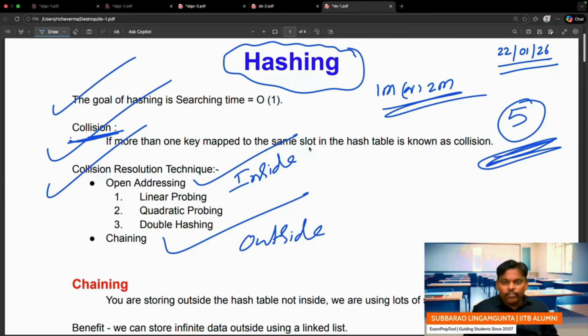Next one, inside how? Inside, if you go slowly, that is linear probing. A little faster is quadratic probing. If you go even faster, double hashing. So collision resolution techniques are 2 types. Inside you are storing, outside you are storing. Inside is open addressing. Outside in the form of a chain is chaining. Inside how? Slowly, linear probing. Quadratic probing is a little faster. Double hashing is faster still.